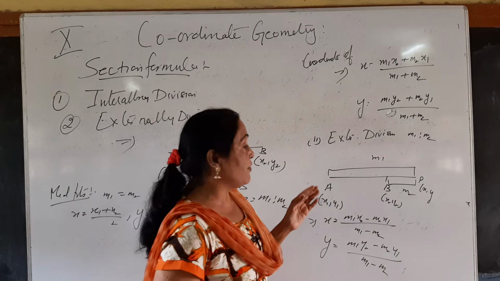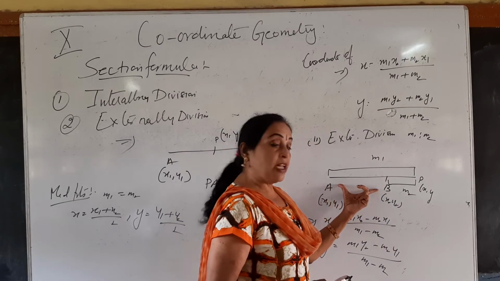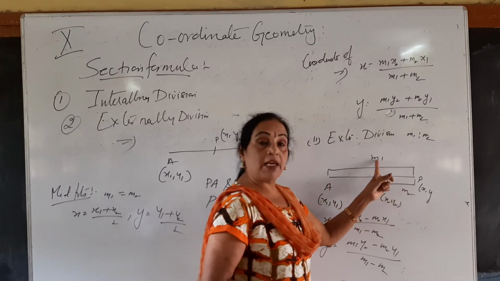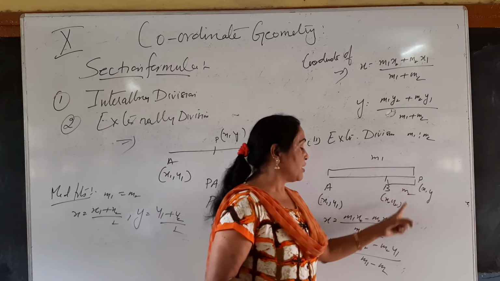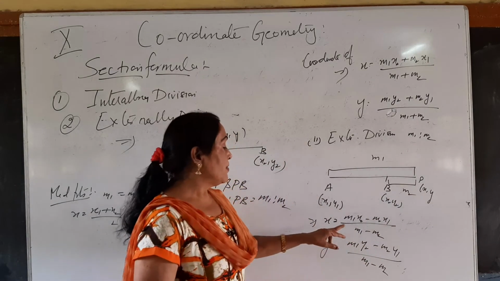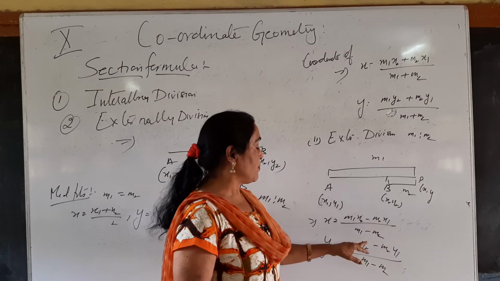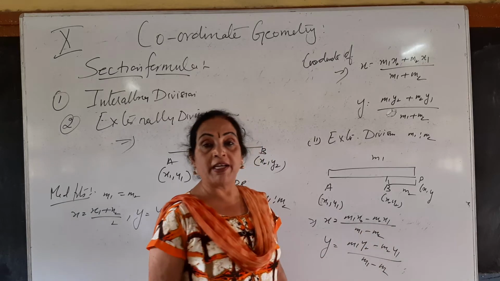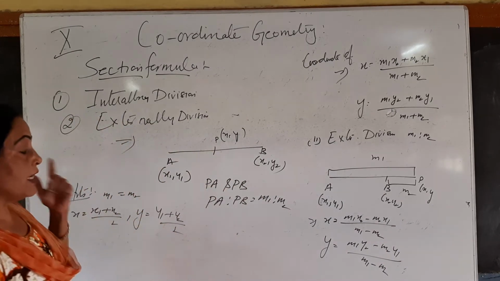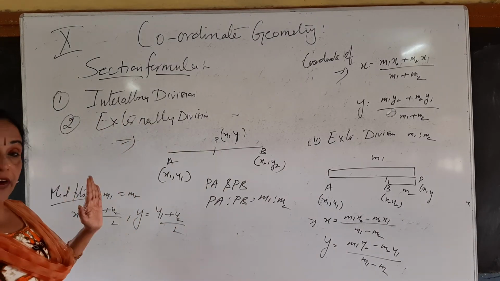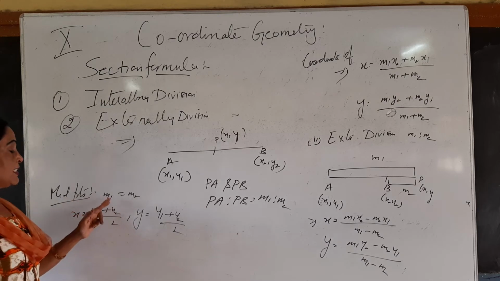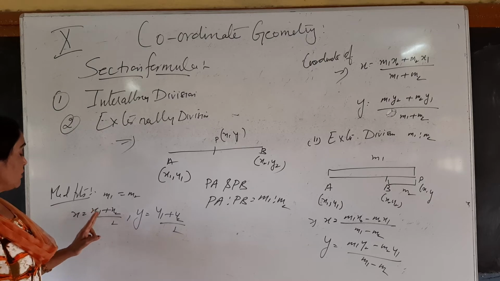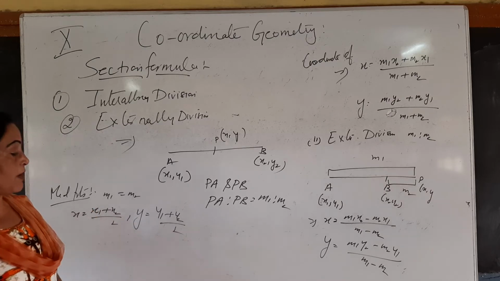Now next is external division. Suppose AB is a line and P is a point dividing externally. Then the ratio A to P is m1 and B to P is m2. So external division will be x equals m1 x2 minus m2 x1 upon m1 minus m2, and y will be m1 y2 minus m2 y1 upon m1 minus m2. If P is the midpoint, then m1 equals m2, so you will use the formula x equals x1 plus x2 by 2, y equals y1 plus y2 by 2.